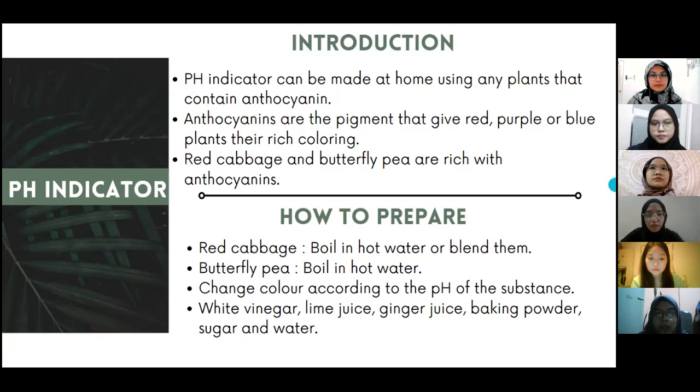How to prepare? The color needs to be extracted from the plants. For red cabbage, it can be either boiled in hot water or blended with some water. For butterfly pea, the color needs to be extracted by boiling them in hot water.